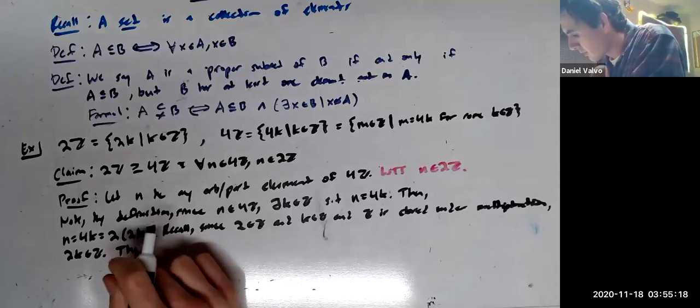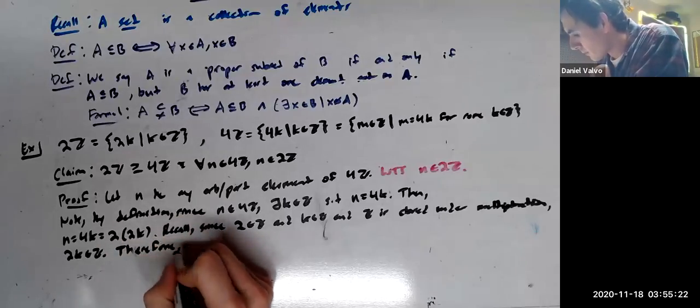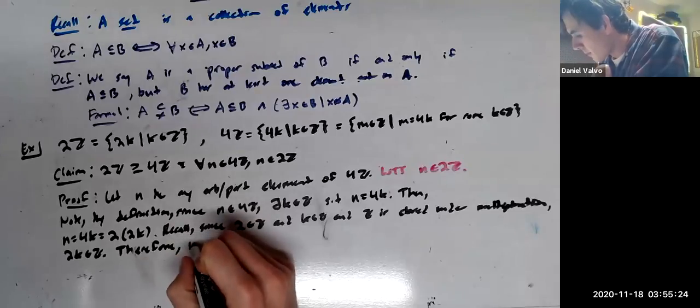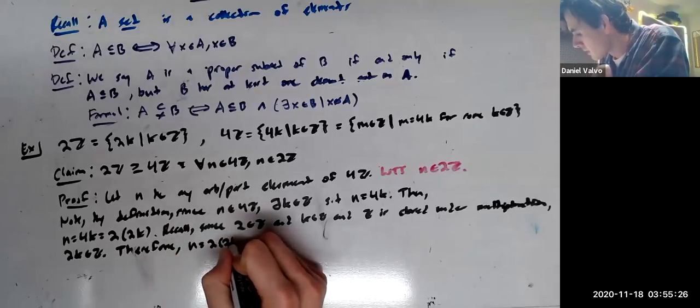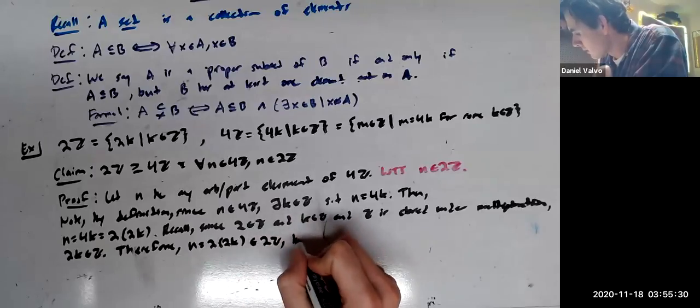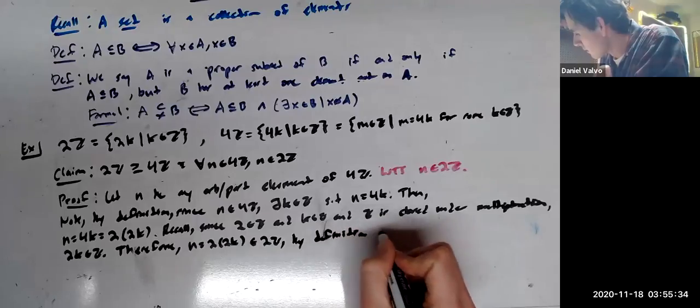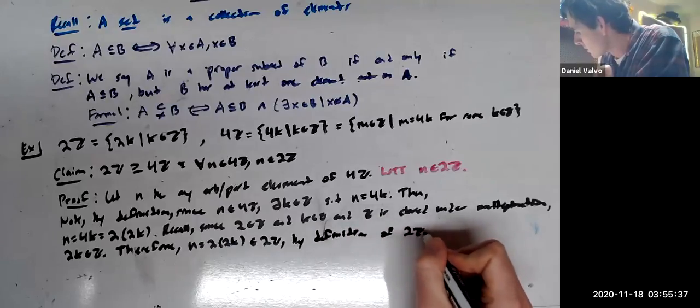Thus, actually, I feel like saying therefore. I feel like a therefore here. I don't know why, it feels important. Therefore, n, which equals 2 times 2k, is in 2Z by definition of 2Z.